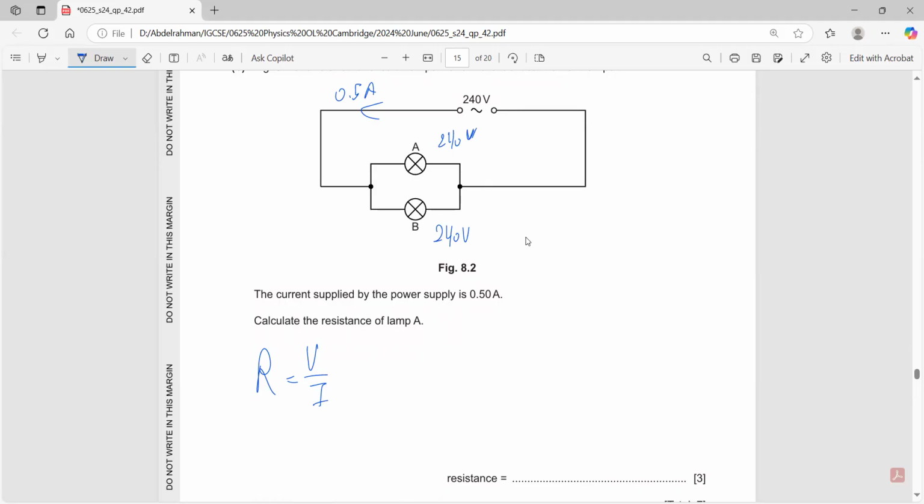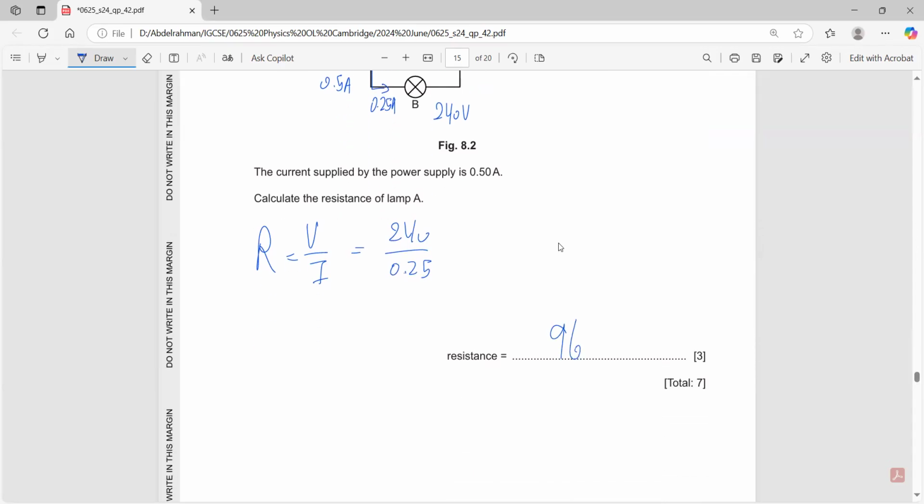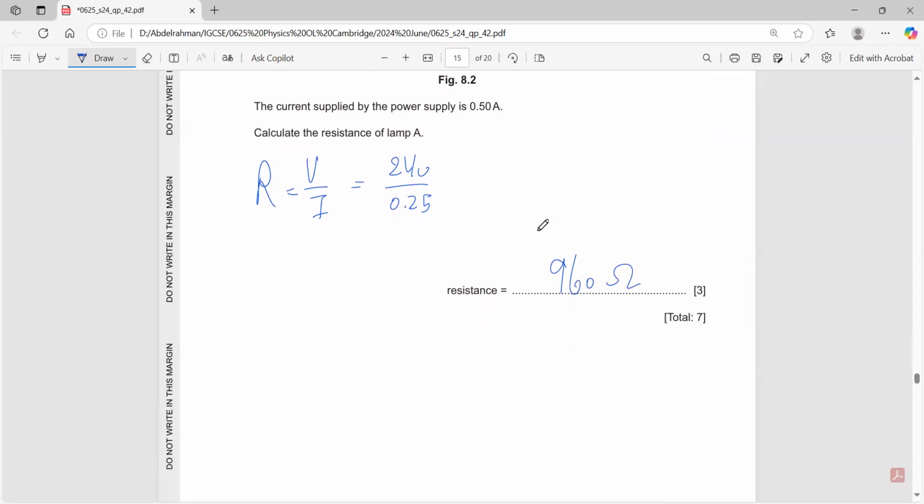If the current is 0.5 amperes at this point, isn't it split equally in half? Yes, it is split equally in half. Why? Because they are identical. So each of these lamps has a current of 0.25. To find the resistance, 240 divided by 0.25, which is 960 ohms.